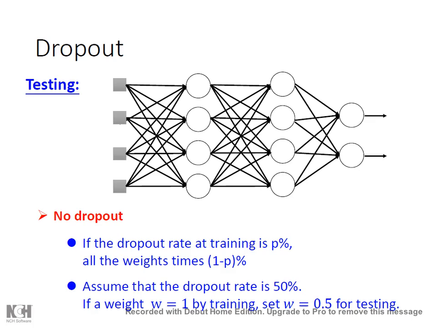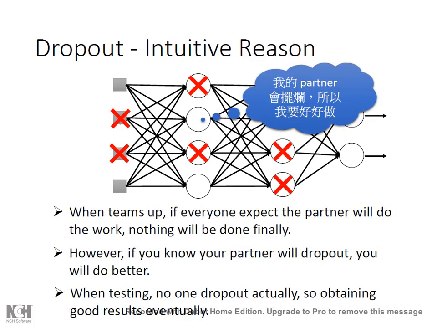I will explain the intuitive reason why later. So you see, suppose you remove some neurons. This Chinese sentence, can you read it? It means: my partner will slack off, so I have to work hard. Okay?